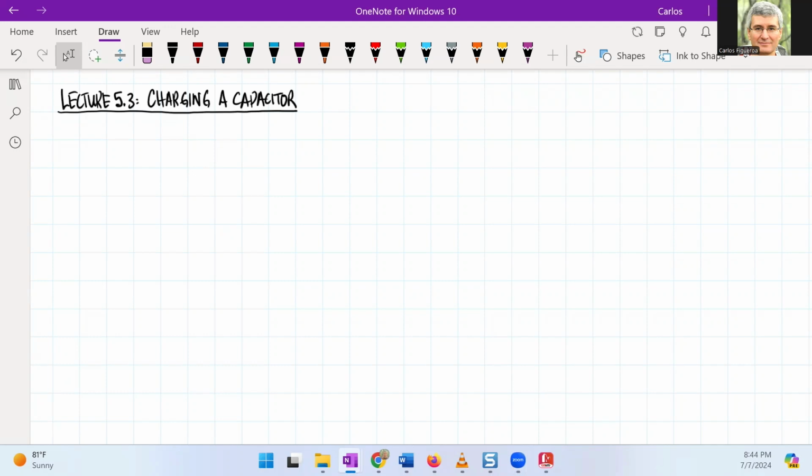Lecture 5.3, charging a capacitor. So we need to identify certain circuit symbols that we will be using.